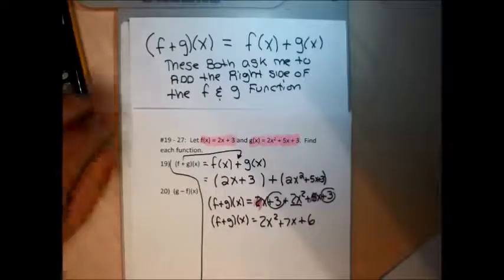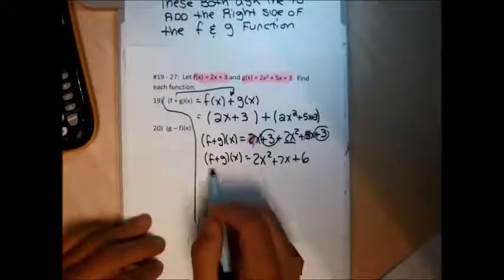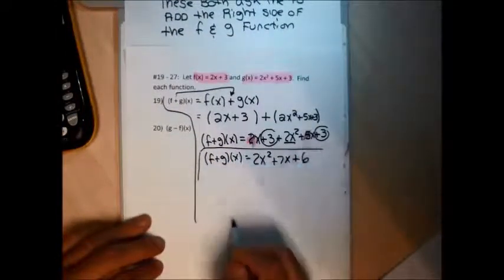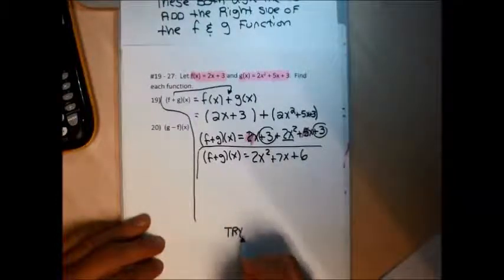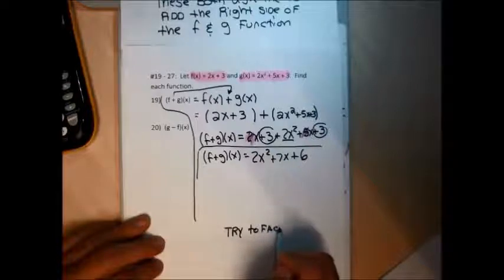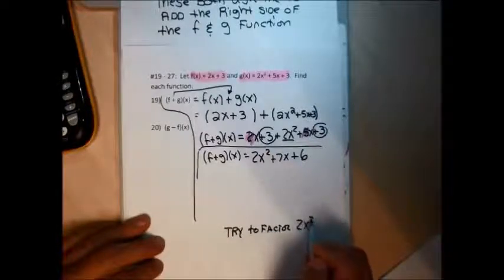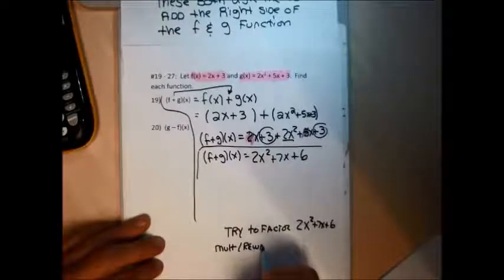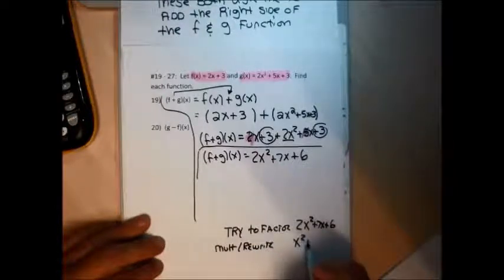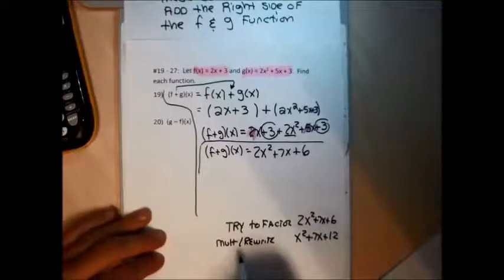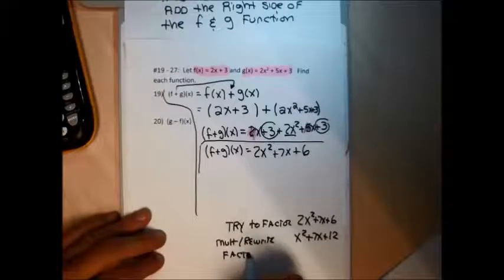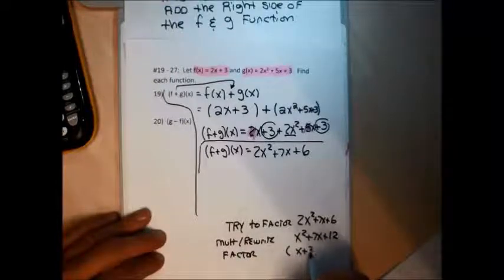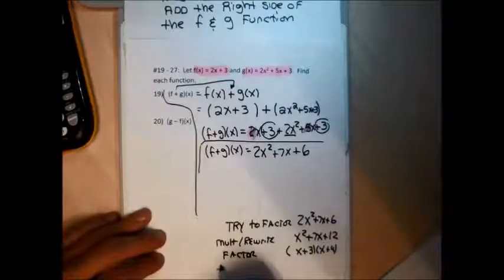This I need to check if it factors, so I'm going to give it a shot at factoring this. So this might be an okay answer, but I might improve upon it. So I'm going to try to factor 2x squared plus 7x plus 6. First thing I'm going to do is multiply and rewrite. Actually, I'm going to multiply by 2 and rewrite. That's going to make this x squared plus 7x plus 12. Second step is going to be to factor. This factors into x plus 3 times x plus 4. And then I'm going to divide, reduce, and bottoms up.